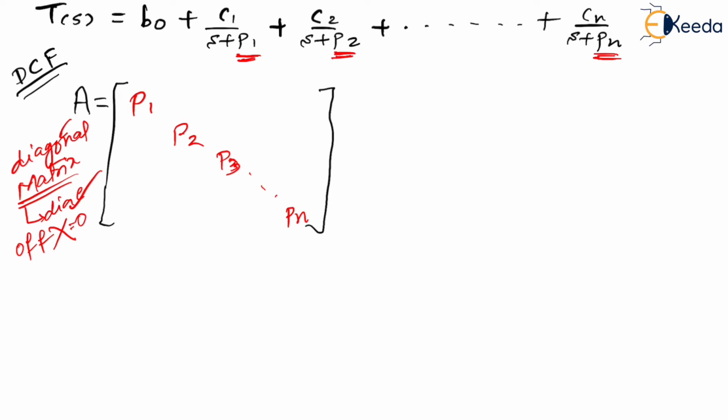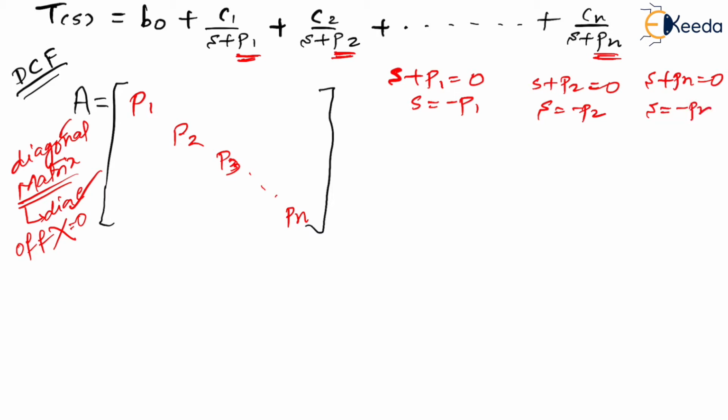Why? Because when does it become a pole? When you equate s plus p1 to 0. This is the characteristic equation. So the moment you put s plus p1 equal to 0, you get s is equal to minus p1. Similarly, when you put s plus p2 equal to 0, you get s is equal to minus p2. Similarly, when you put s plus pn equal to 0, you get s is equal to minus pn.